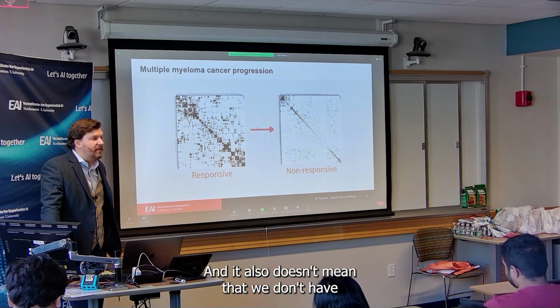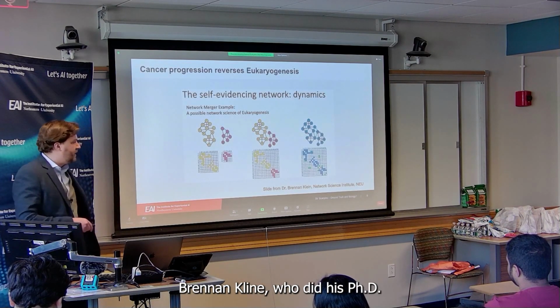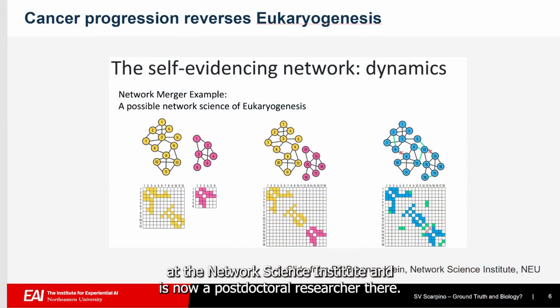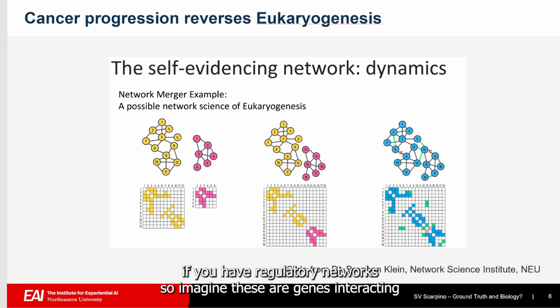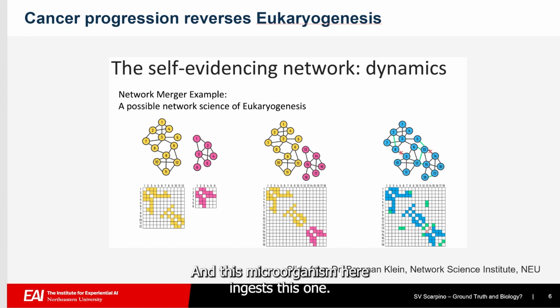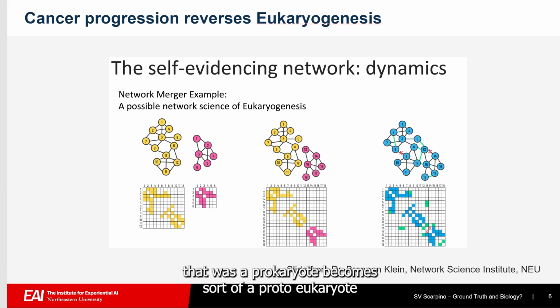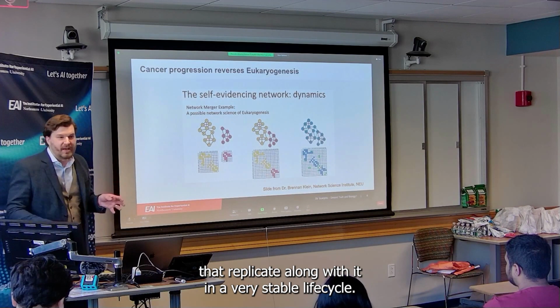And it also doesn't mean that we don't have mechanistic explanations for what's going on. This is work that was done by Dr. Brennan Klein, who did his PhD at the Network Science Institute and is now a postdoctoral researcher there. What Brennan was interested in is this: if you have regulatory networks, so imagine these are genes interacting with each other, from two different microorganisms, and this microorganism here ingests this one. Maybe this is like a mitochondria or a chloroplast, and we now have an organism that was a prokaryote becoming a proto-eukaryote, and then a eukaryote, meaning it's got other little organisms that replicate along with it in a very stable life cycle.